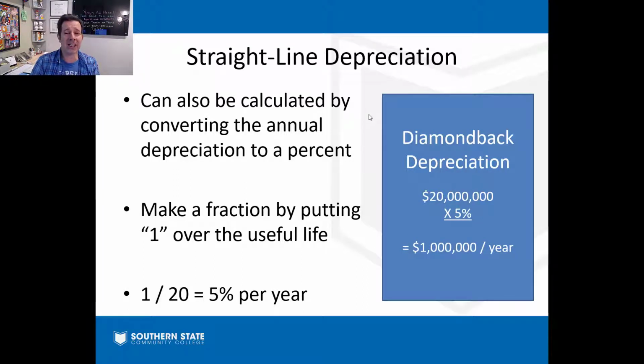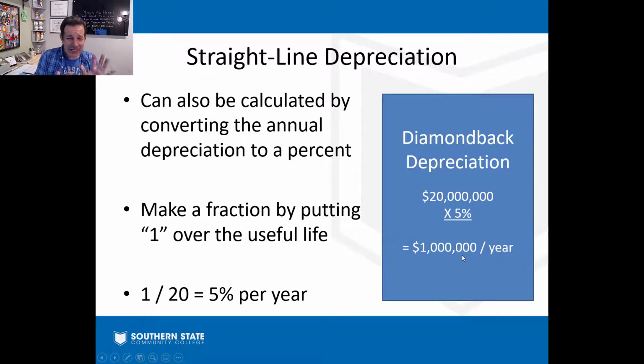We can calculate our straight line depreciation by converting the annual depreciation to a percentage. The way we do that is we make a fraction by putting 1 over the useful life of the asset. So for a 20-year asset, like the roller coaster we looked at, we'd put 1 over 20, and we get 5% per year. We depreciate the roller coaster at 5% every year. We'd take that $20 million depreciable cost, multiply it by 5%, and get $1 million.